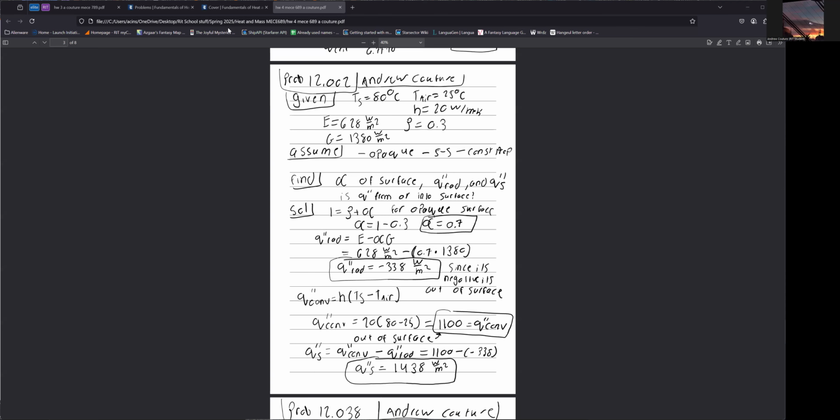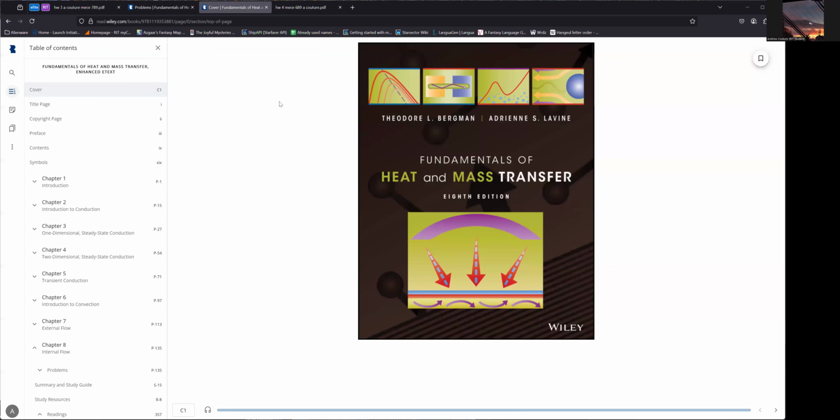Hello, my name is Andrew Kucher, and today I'm going to be solving problem 12.2 from Fundamentals of Heat and Mass Transfer by Bergman and Levine.